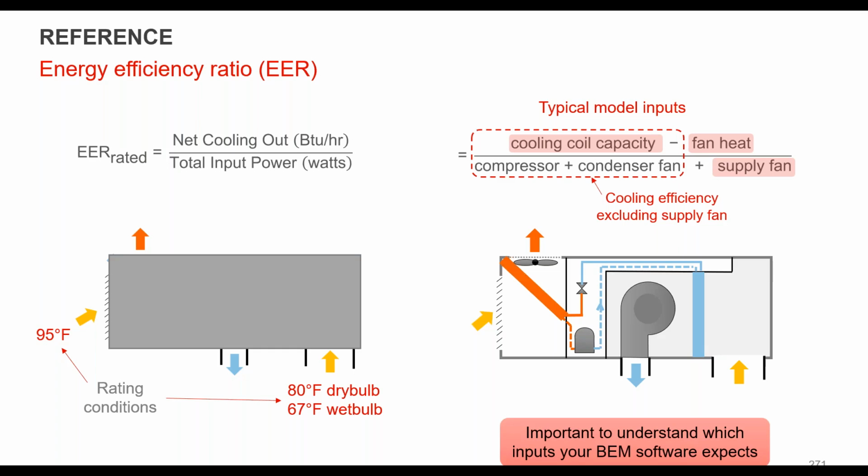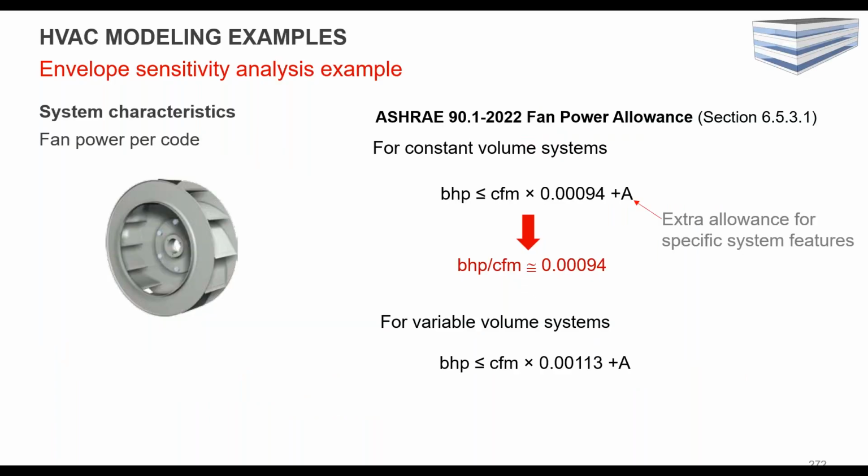For example, in a DOE-2 simulation, you need to put in just the compressor and condenser fan power. If you put in the total EER, you will underestimate the efficiency of the unit. IES, for example, if you put in the rated EER, like the value on the left that you would read from a table, it will automatically do this calculation for you. It will deduct out the supply fan power and heat for you. So just make sure you understand how that works with the software that you're using.